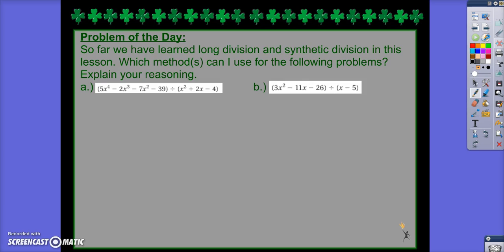Explain your reasoning. So I want you to actually take some time, not actually solve them, but for letter A, say, can you use long and or synthetic? And the same with B. We'll talk about it in class tomorrow.